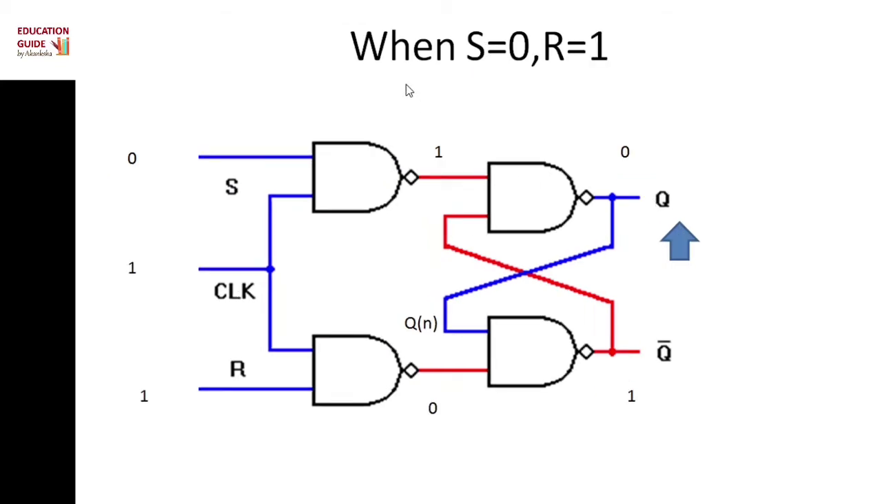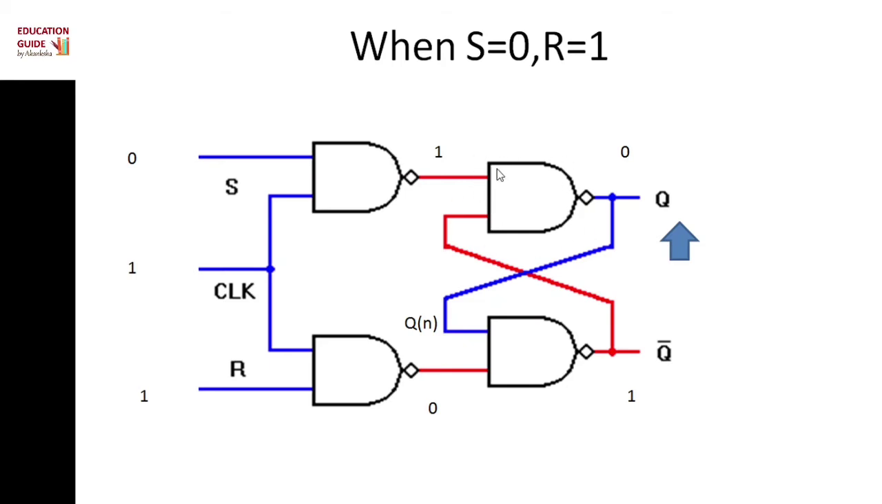Here is the second condition: S is equal to 0 and R is equal to 1 and clock is also 1. Then we get the output of the above NAND gate as 1 and the below NAND gate as 0. Here we can consider Qn. So the bottom NAND gate gives output as 1 by previous discussion.